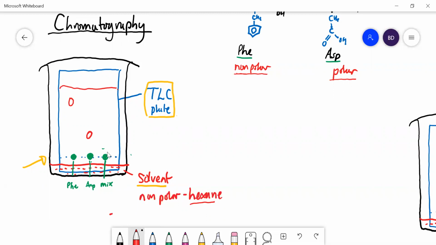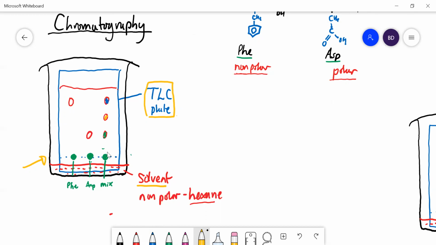And then our mixture. If we got these spots in the mixture, one there, one there, and say one there, we would know that this blue spot here, because it moves at the same level as the phenylalanine, is probably phenylalanine. This green spot moves at the same rate as the aspartic acid, so that's probably aspartic acid. And then the yellow spot is another substance, and we can't identify what that substance is from this chromatogram.